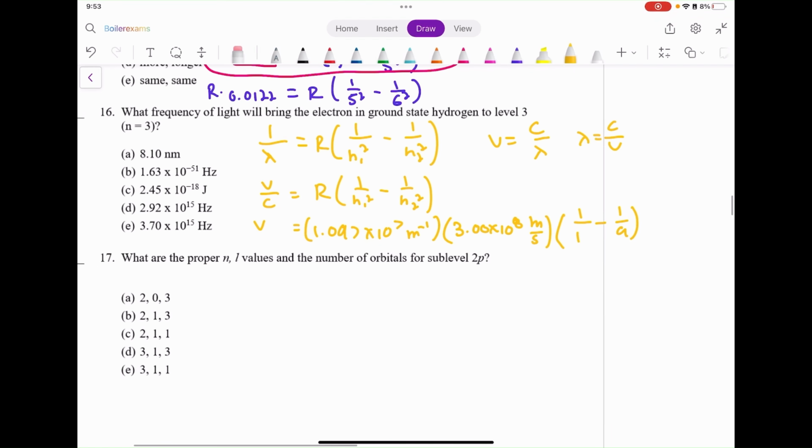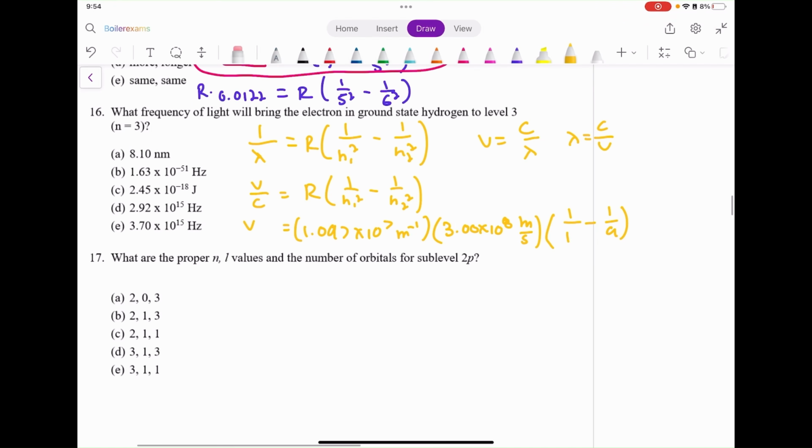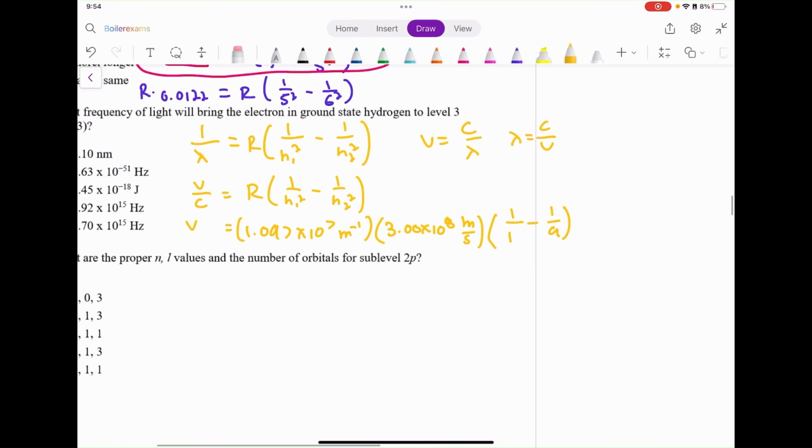So 1 minus 1 over 9 is, I'm going to do that one first. Okay, actually, I'm going to plug all this in my calculator. So I did 1 minus 1 over 9, times that by the speed of light, and then times that by the Rydberg constant.